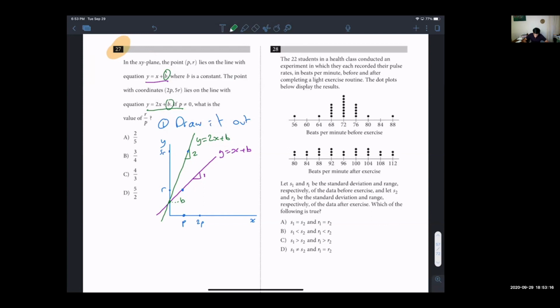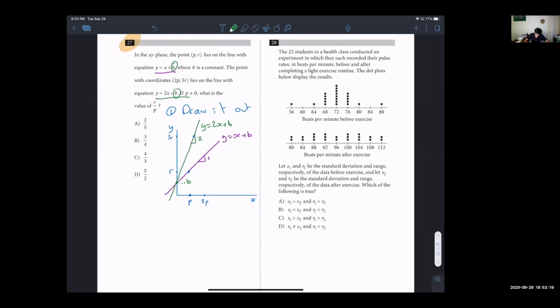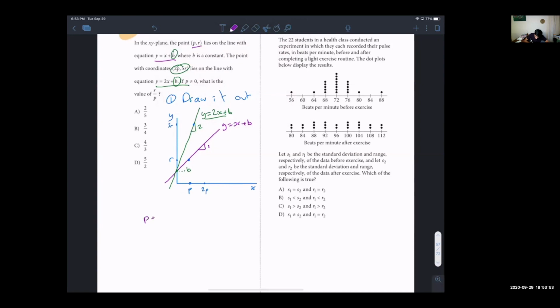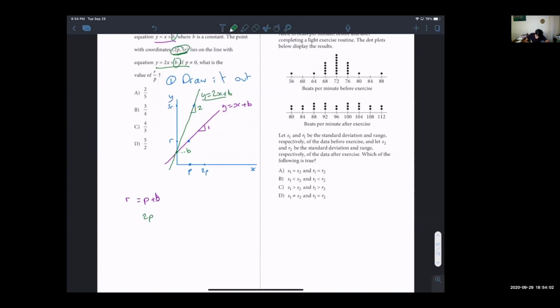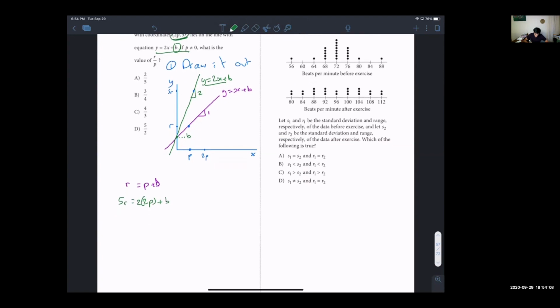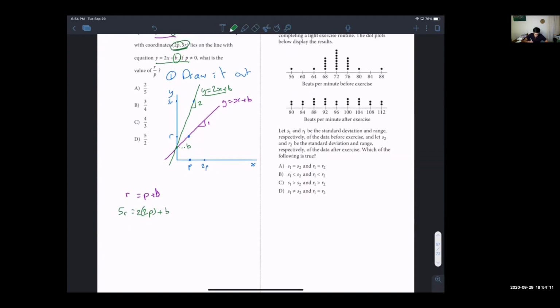Now, what is R over P? Essentially what you do is you plug it into the equation. So PR, so P is x, so P plus b is equal to R, and then 2P and 5R, so 2P times 2 plus b is equal to 5R, all right? And then you just rearrange for R, you rearrange for b, you find b, and then you do R over P. Anyway, the answer you should get is B. I won't go into the arithmetic. That's, again, not the focus of today. The focus of today is that you were able to get this, and you were able to get this, okay?